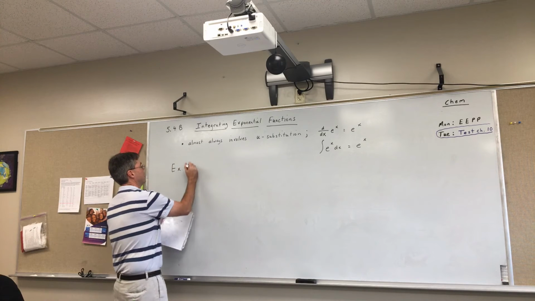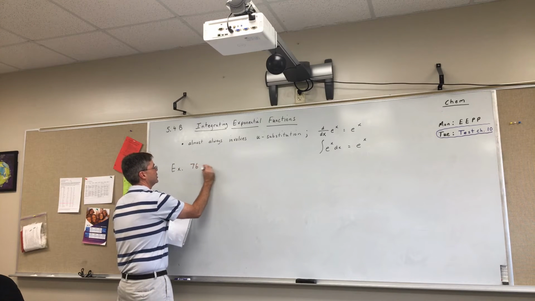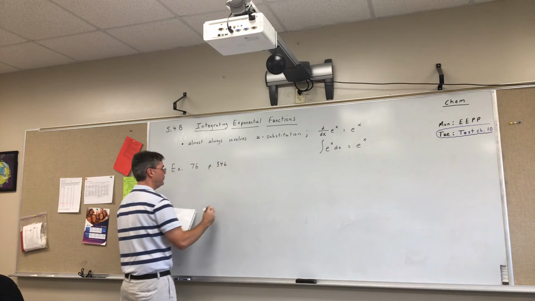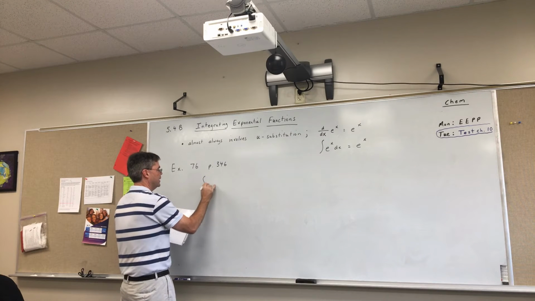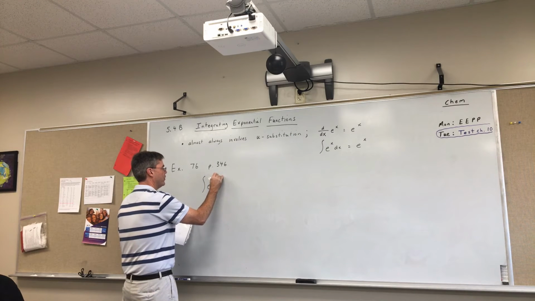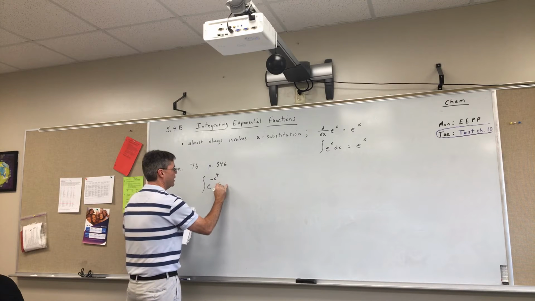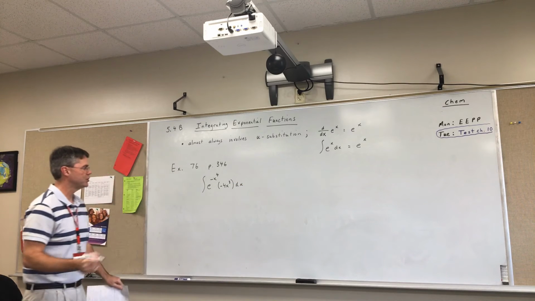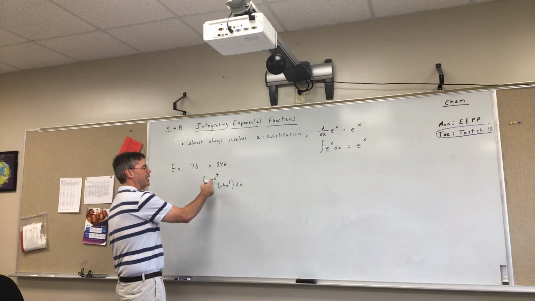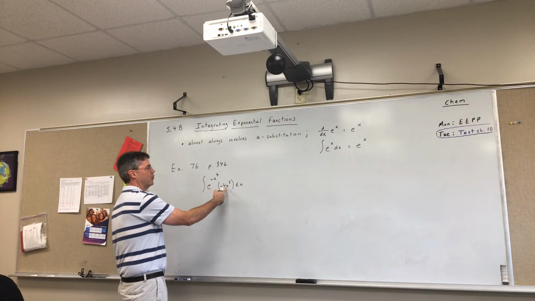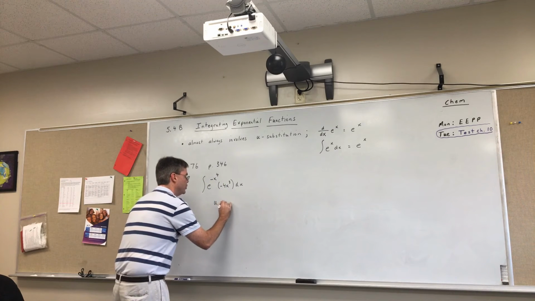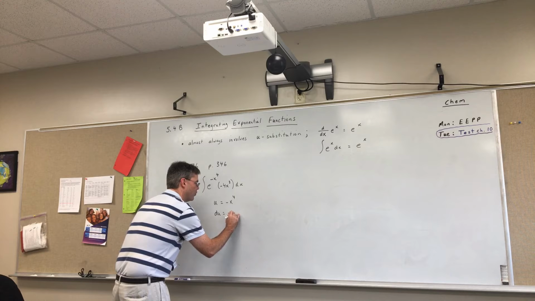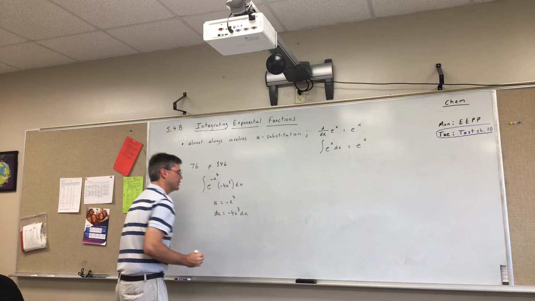Go to the book, let's look at example number 76 on page 346. That is e to the minus x to the fourth times negative 4x cubed dx. This is a really straightforward one. If we let u be minus x to the fourth, then du is going to be minus 4x cubed dx.